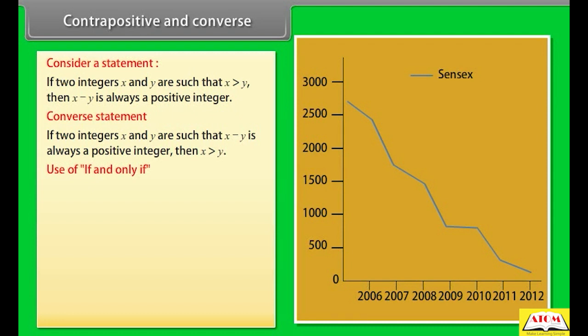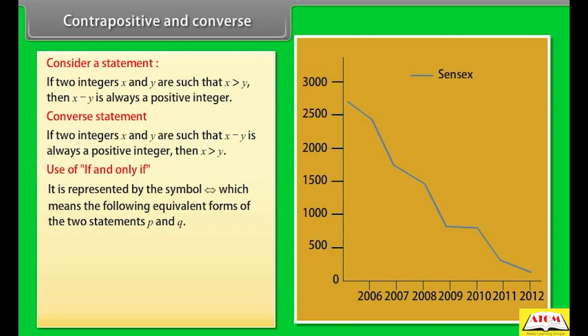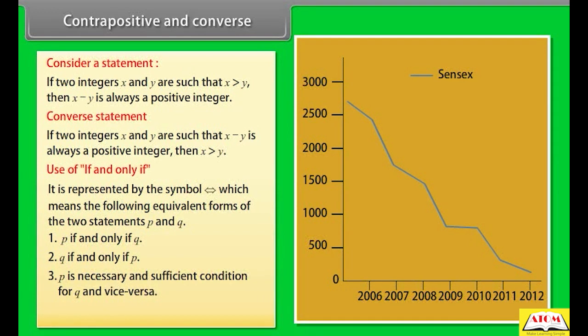Use of if and only if. It is represented by the symbol ⇔, which means the following equivalent forms of the two statements P and Q: P if and only if Q; Q if and only if P; P is a necessary and sufficient condition for Q and vice versa; P ⇔ Q.